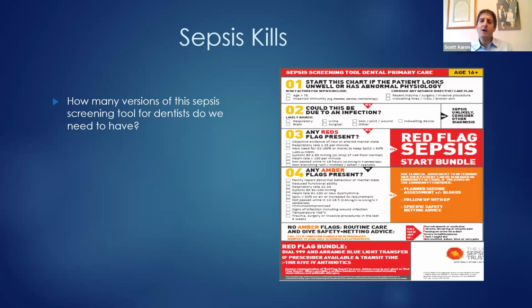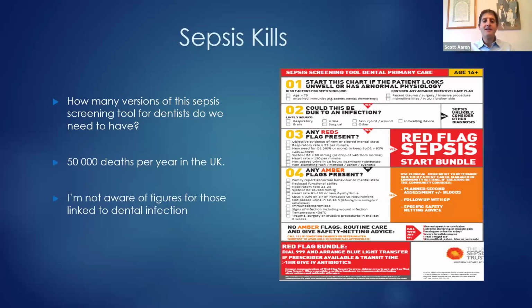But the key question is, when do you go to the sepsis poster? And the answer is when a patient looks unwell compared to what people normally look like. We've all seen lots of patients who have got toothache, who haven't slept all night. If a patient looks worse than that, start thinking sepsis as a possibility. Are there any red flags or even any orange, amber flags? 50,000 deaths in the UK per year, and that number goes up every time I look at their website. I have no idea how many are linked to dental infection, but it certainly happens. If anyone happens to know where I can find that stat, I'd love to know it.